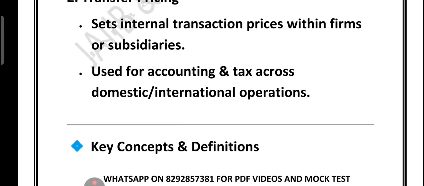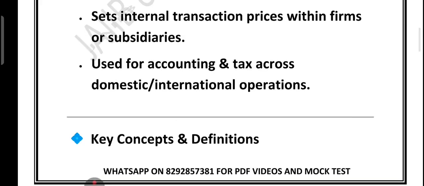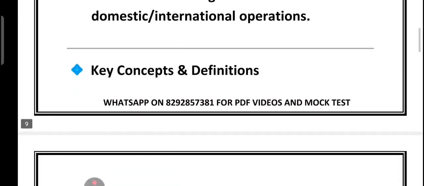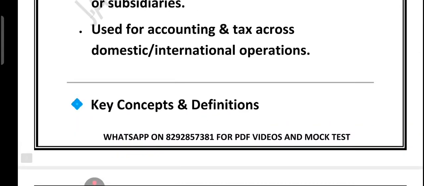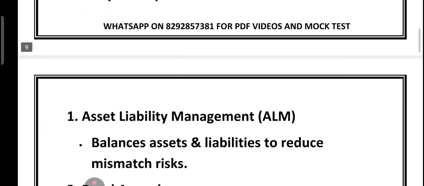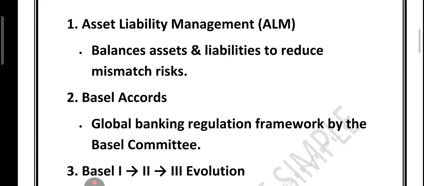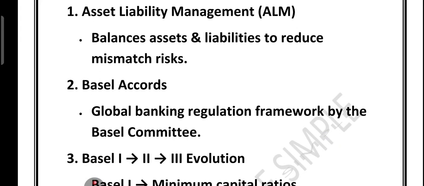It is used for accounting and taxation purposes, both in domestic and international operations. In the treasury context, transfer pricing helps banks allocate liquidity cost fairly between the departments. Yes, that is how it is used. It helps in allocating the liquidity cost fairly between the departments, ensuring better performance measurement. Then we have some key concepts like ALM, asset liability management. This is the function which balances the bank's assets and the bank's liabilities. So on one side we have assets, on the other side we have liabilities. We want to balance both of them. Why do we want to balance? Because we want to reduce the risk of mismatch, like when loan repayments and deposits don't align in timing or values.